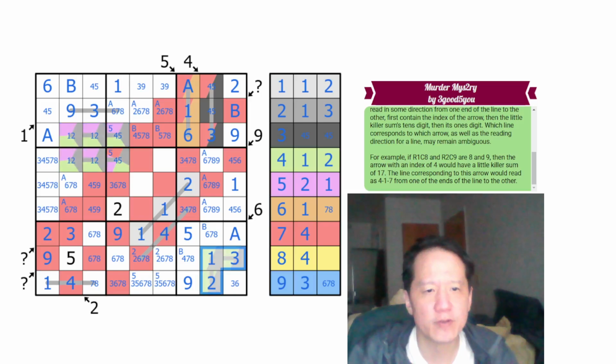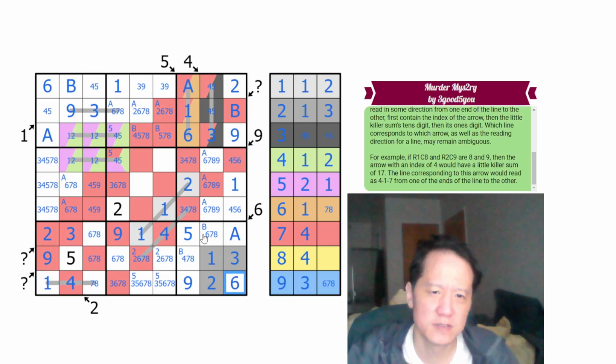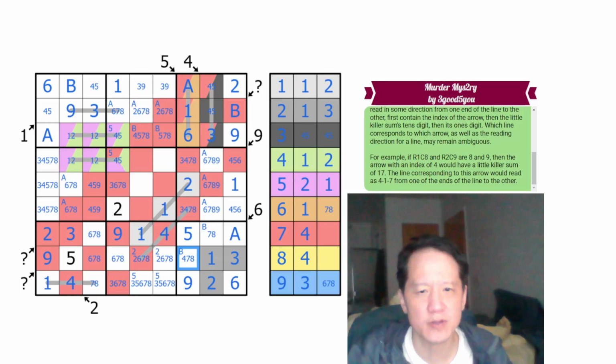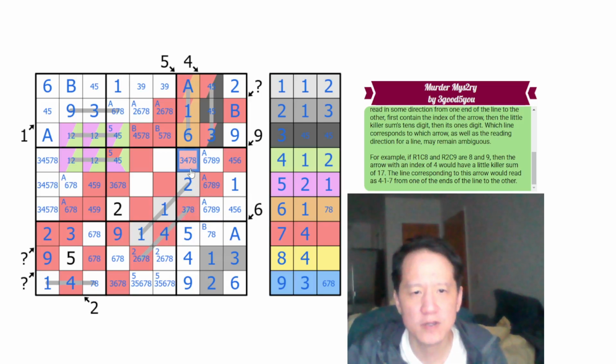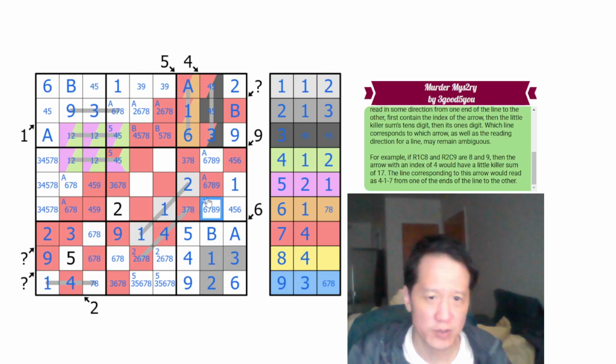Oh, well, one thing we do know is, because of the 3, this can't be 3 anymore, so this has to be 6. Which means this can't be 6, so this is specifically B. This can't be B, this has to be 4. So this can't be 4. This can't be 4, this has to be B. Oops, I don't know what I did with this. This has to be B.